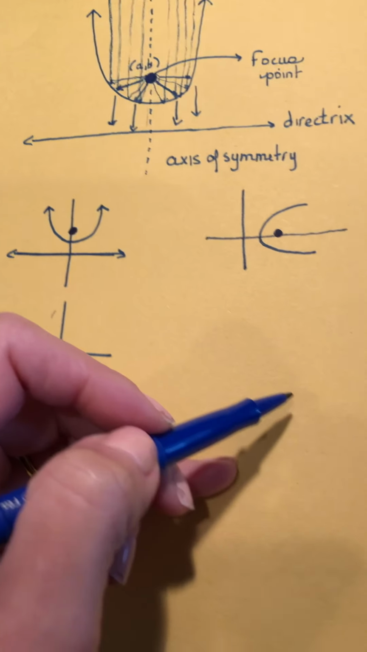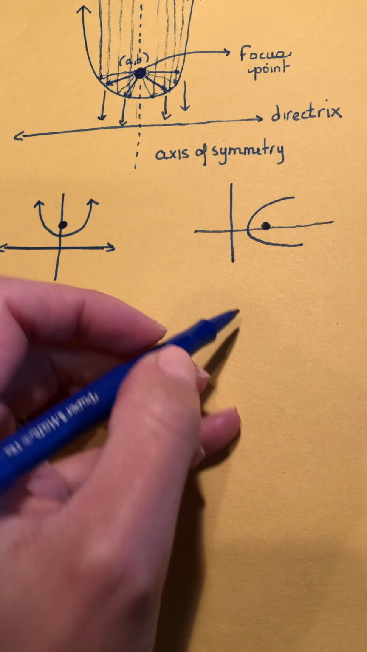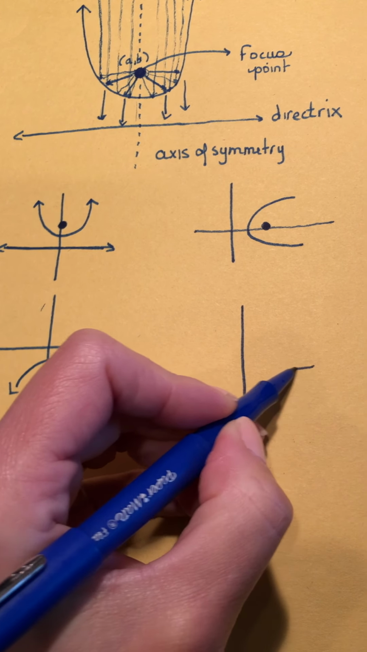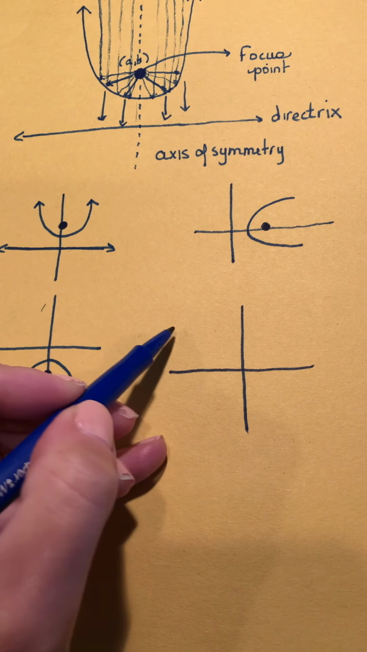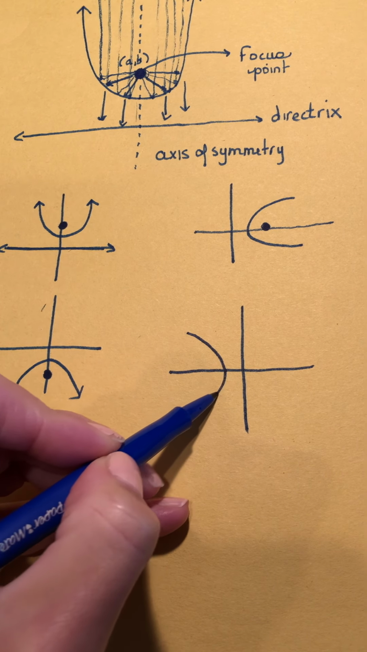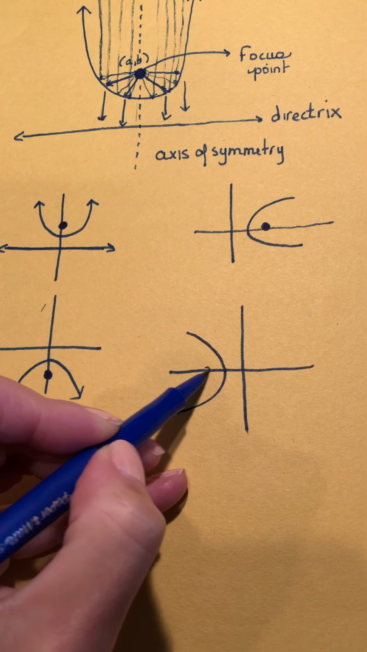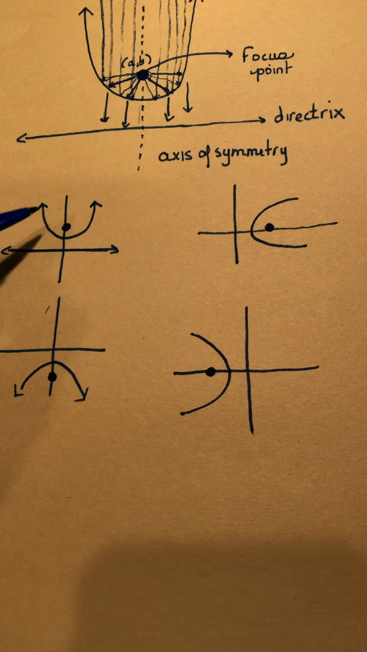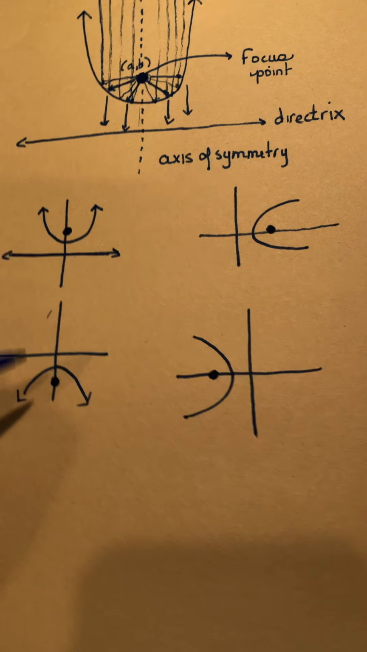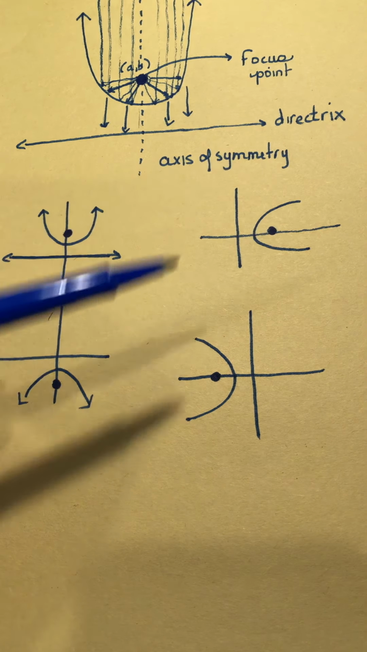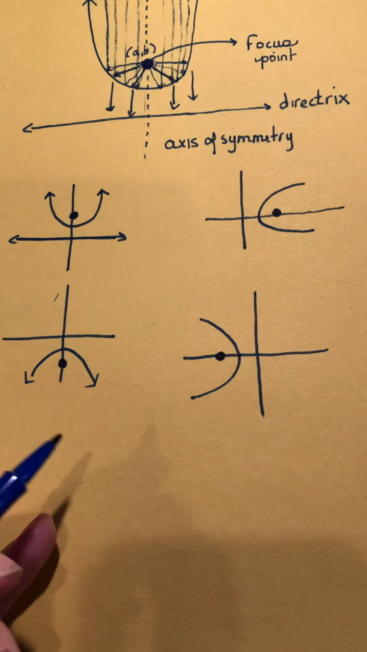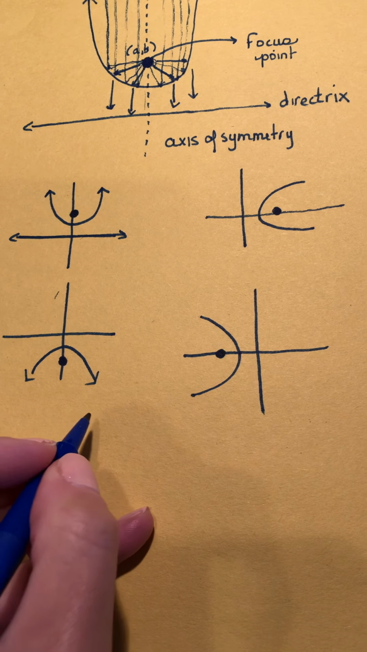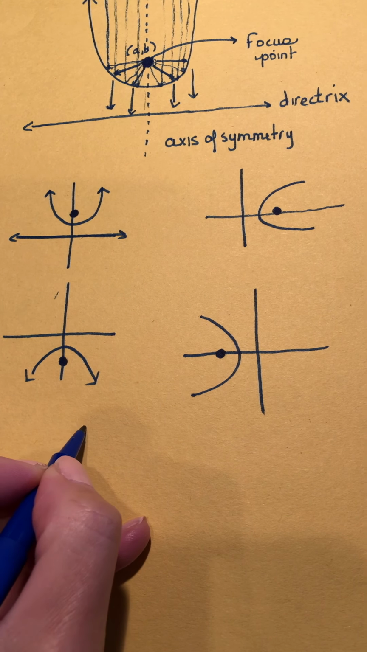And then finally, we could have a leftward opening parabola, okay, where the parabola opens up to the left. And the focus point is here and the directrix is here. So upward facing, downward facing, opens rightward, opens leftward. Now, before we go to the next video, we're going to talk about 4 characteristics. All parabolas have the following.